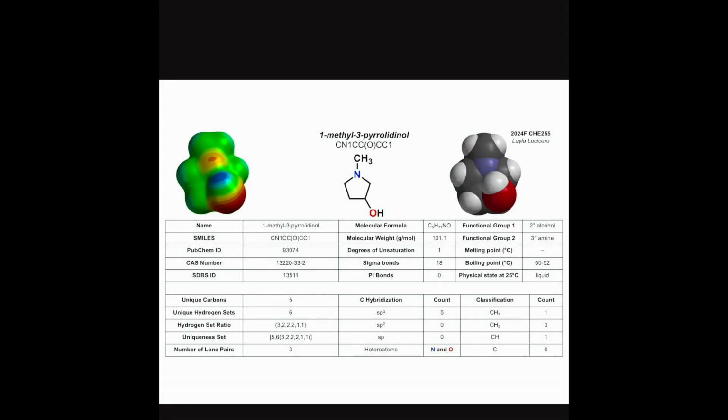This is making organic molecules with Snatoms. The molecule I was assigned was 1-methyl-3-pyrrolidinol. The molecular formula of this molecule is C5H11NO.